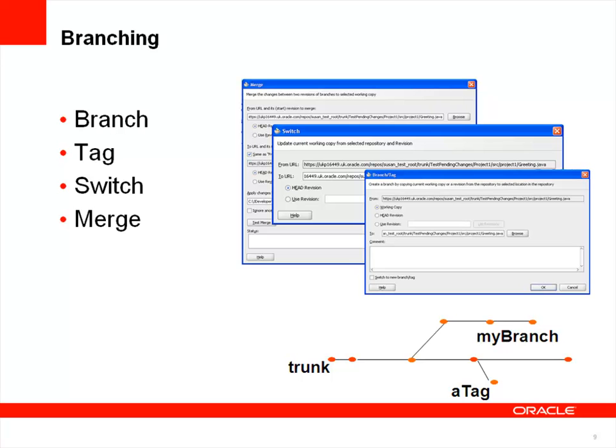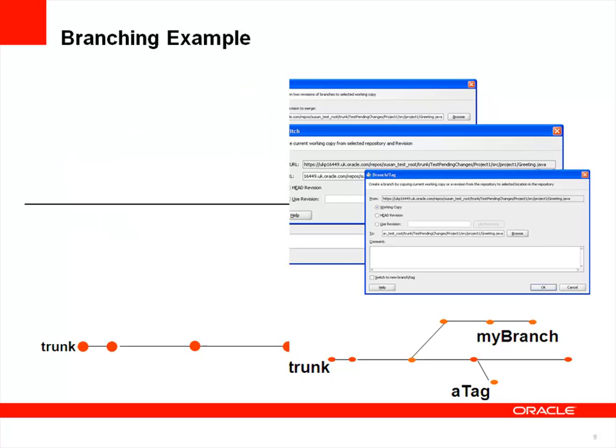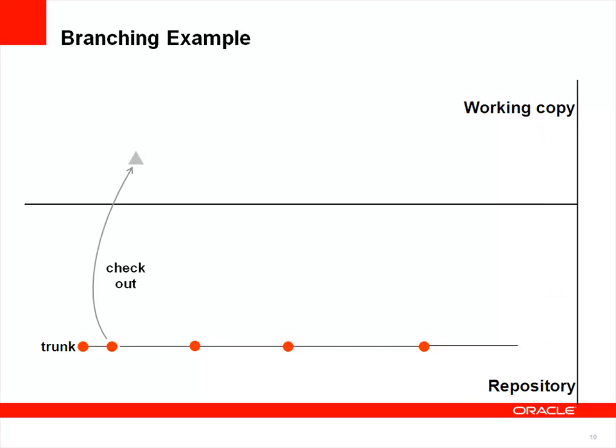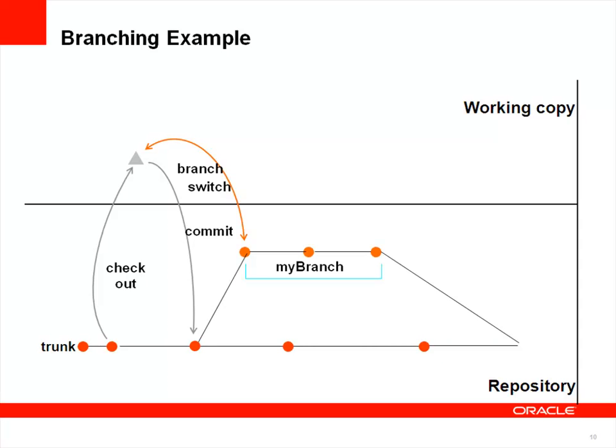Let's take a look at a typical branching example. First, a development team checks out from the source repository, typically called the trunk. Changes are made to the source code in a developer's working copy and then checked back into the trunk. When a branch is required for a new feature set, for example, developers can perform a switch operation to change their working copy to point to the branch. Changes are then committed back to the branch.